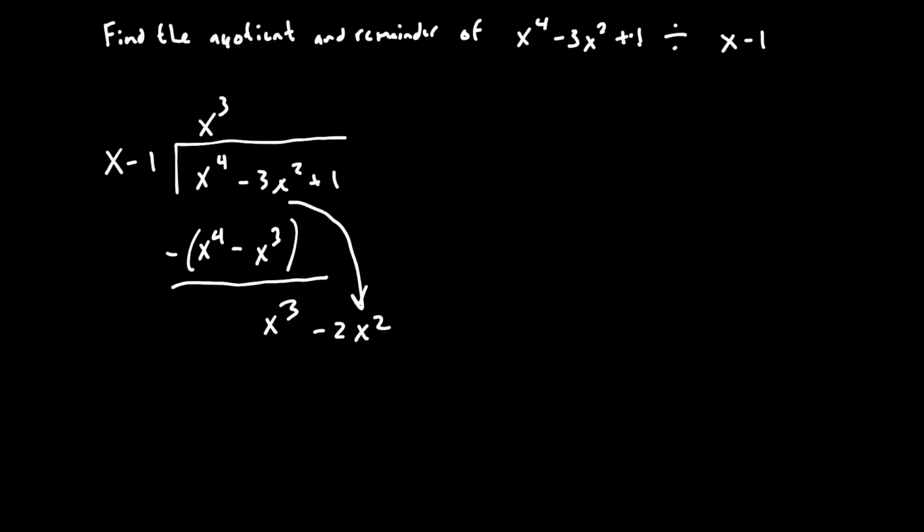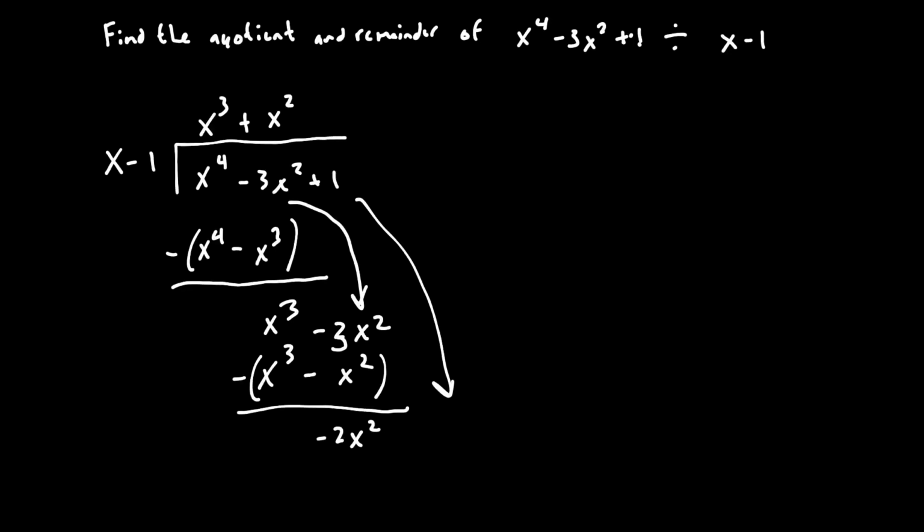Now we want to get rid of our x cubed, so we're going to multiply x minus 1 by an x squared. This becomes an x cubed minus x squared. Multiply this by a -1 and add it to the term above. Our x cubes cancel out and we get a -2x squared plus x squared. And the result that we'll get is a -x squared. We'll pull down our 1 and we're left with the following.